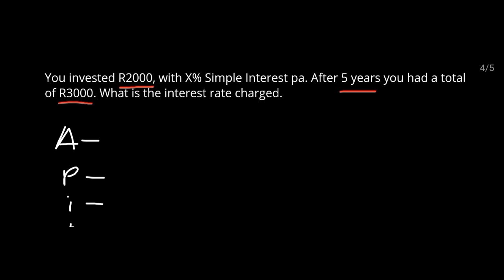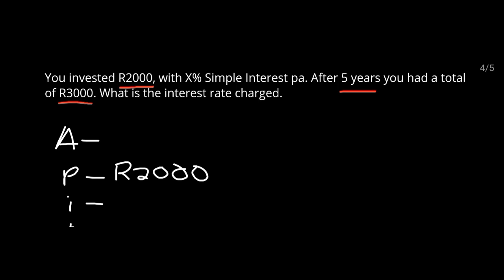So now, you invested 2,000. So we're talking about what? P, because it is the initial amount. This is an investment. The investor started with how much? With 2,000. So that is the principal amount.